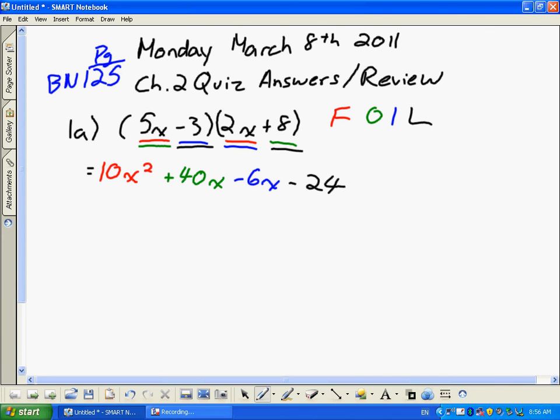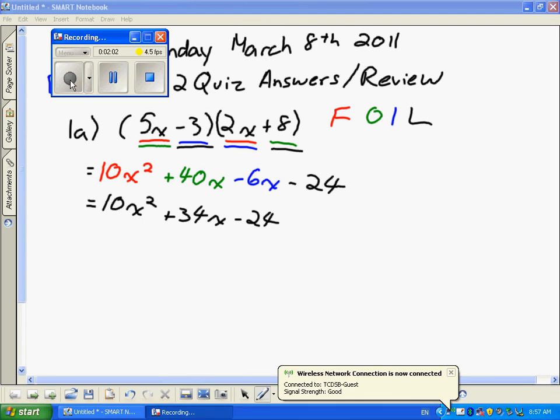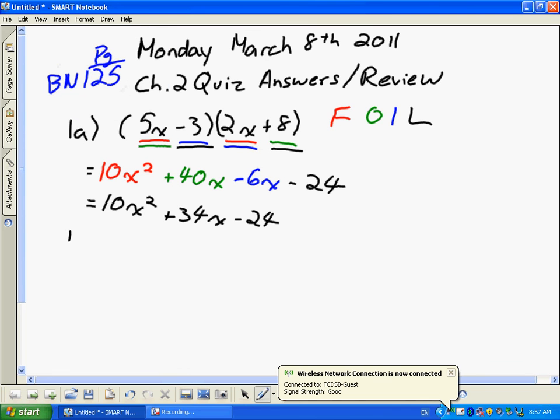So after I FOIL all those terms, I have four different terms. I have one pair of like terms, our positive 40x and our negative 6x. I can combine those. The other two terms stay the exact same. That is our final answer to the very first question. Okay, 1B.